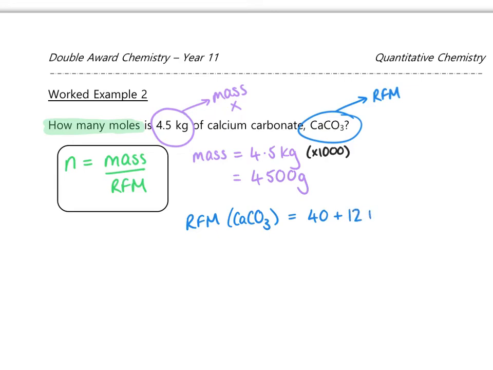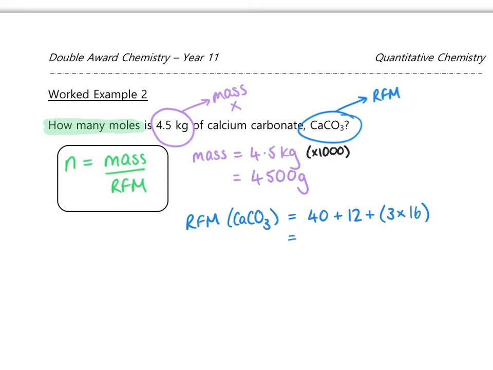It's 12. Okay, and then finally we've got 3 oxygens, so it's going to be 3 multiplied by the relative atomic mass of oxygen. So 3 multiplied by, in this case, 16. The relative atomic mass of oxygen is 16. Again, I'm just getting these values from the periodic table, from the top numbers, just as we were doing in the first video. Again, this is making your relative formula mass calculation a little bit quicker.